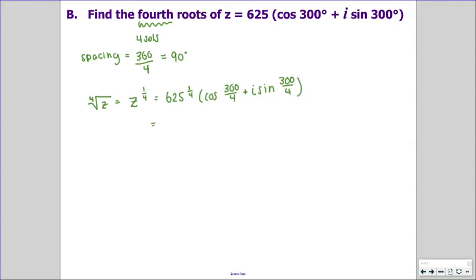All right, and we simplify. So 625 is 5 to the 4th power. So the 4th root of 625 is 5. And then 300 divided by 4 is 75.